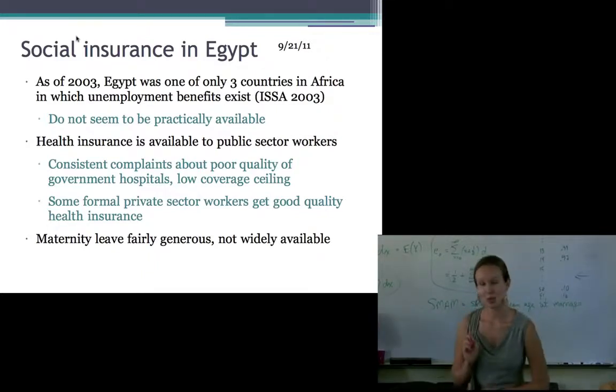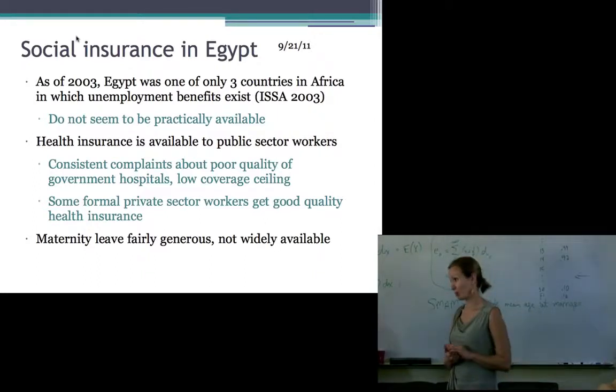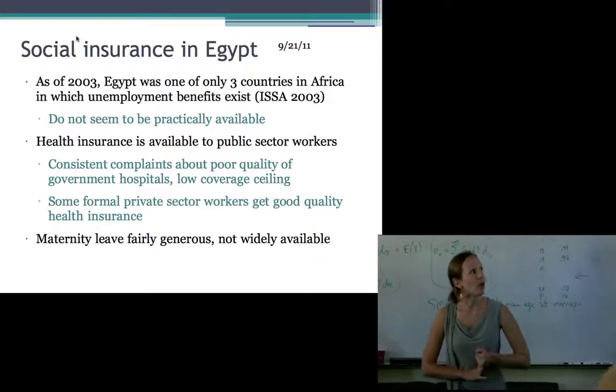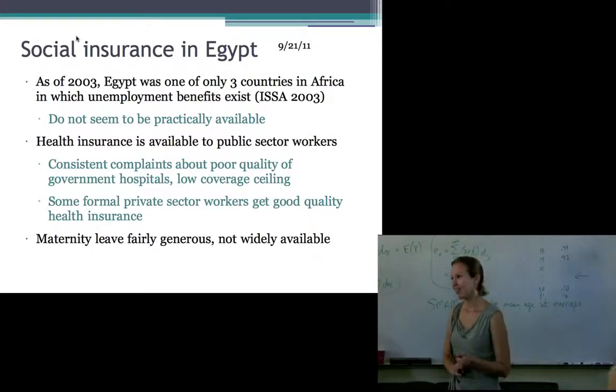Interestingly enough, I didn't know this before I started this project, Egypt is one of 3 countries in Africa that has unemployment insurance. The other 2 are Algeria and South Africa. Although these technically exist, nobody knows that they do. Everybody I talked to said, oh yes, unemployment benefits, they started talking about that after the revolution. They want to start them. And if you mention to people that they actually exist, people are quite convinced that they don't.